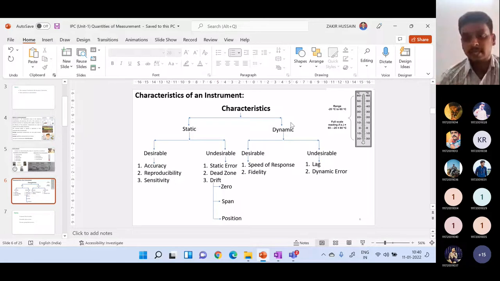The next is the dynamic characteristics. In the dynamic characteristics, there are further two divisions: one is desirable, another one is undesirable. First of all, what do the dynamic characteristics mean? An instrument usually rarely responds to the instantaneous changes occurring in the surrounding environment.